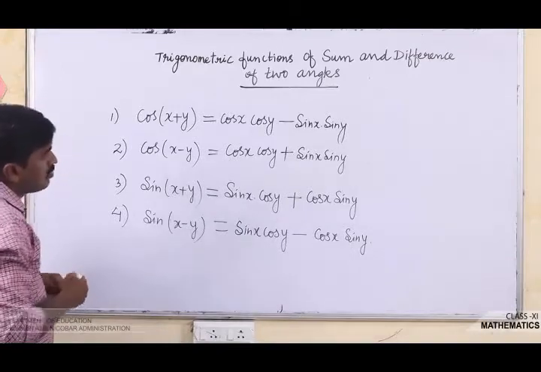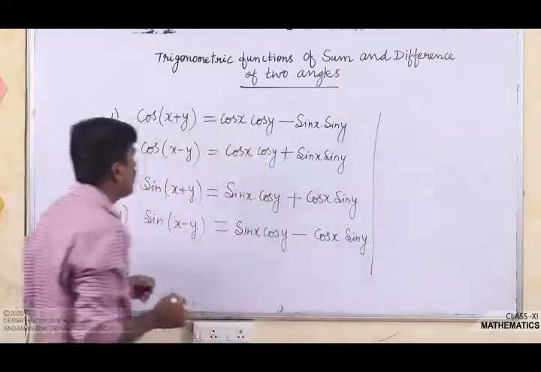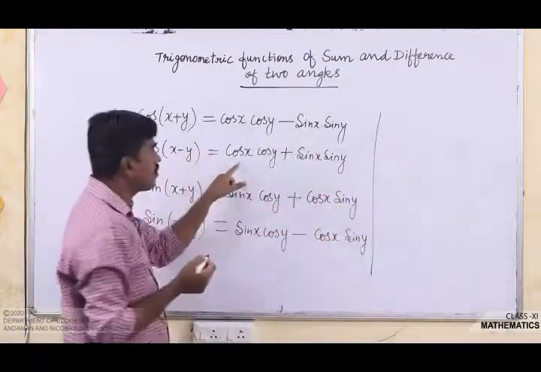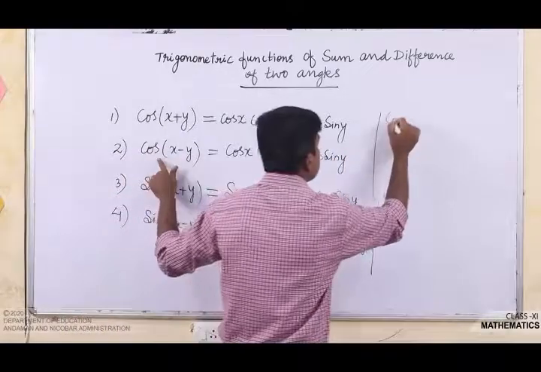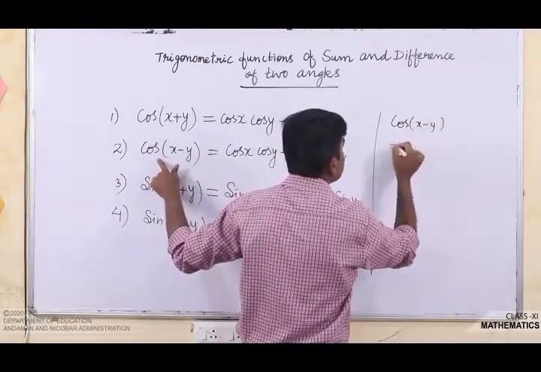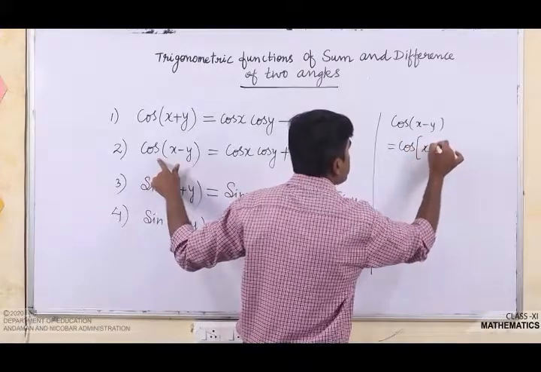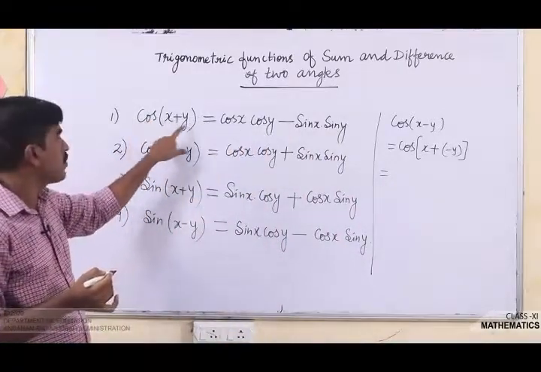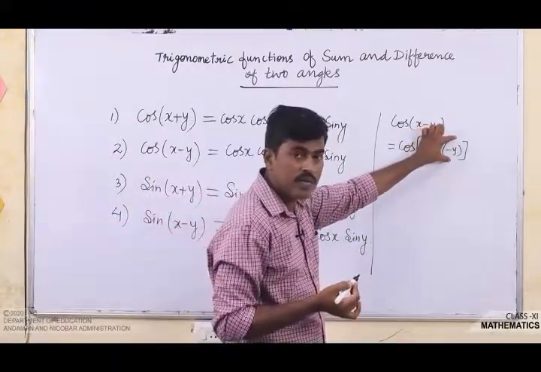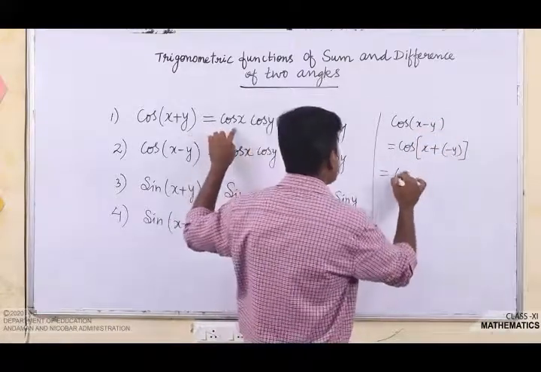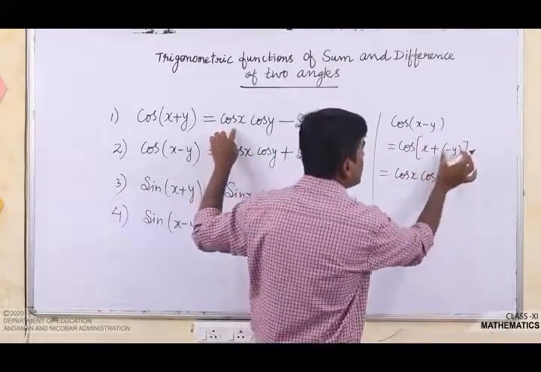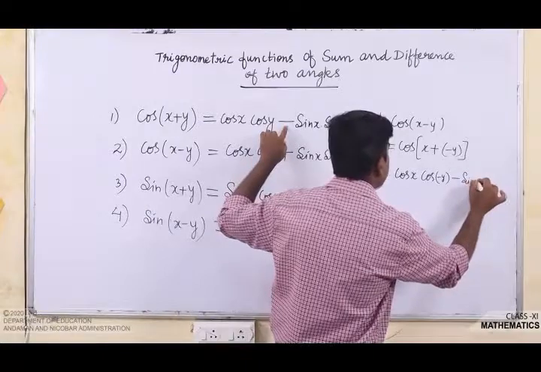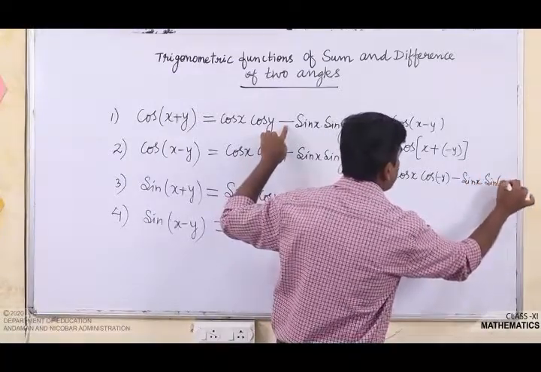Now, we can also prove all these formulas. It is cos of x minus y. Now, how to prove that cos of x minus y is equal to cos x cos y plus sin x sin y? We can write cos of x minus y as cos of x plus minus y. Now, we can use the first formula, cos of x plus y, where in place of y we take minus y. So that is equal to cos x cos of minus y, minus sin x sin of minus y.